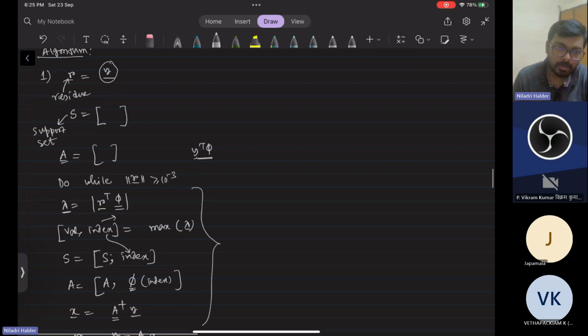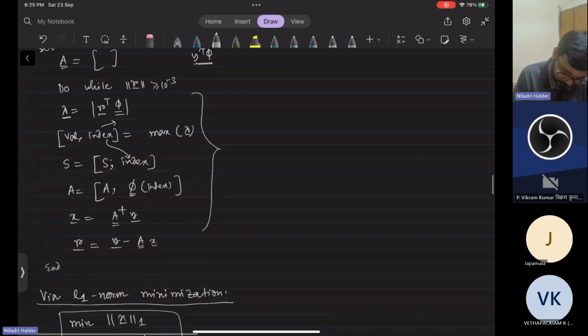This is the process. We need to find the residue in each iteration. This is the loop actually. In each iteration, we will find the correlation between the residue R and the measurement matrix phi. What is the residue at the beginning? It will be y itself. After that, we'll eliminate the portion which has already been estimated from the received vector y, and then we'll find the residue R.